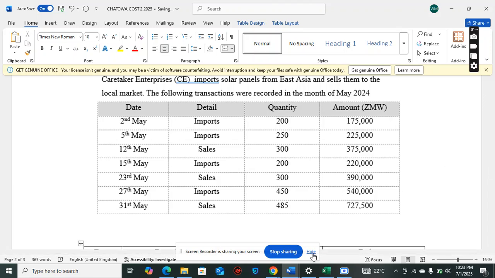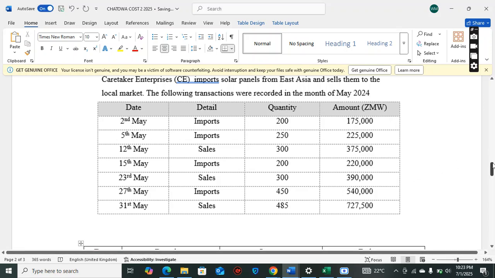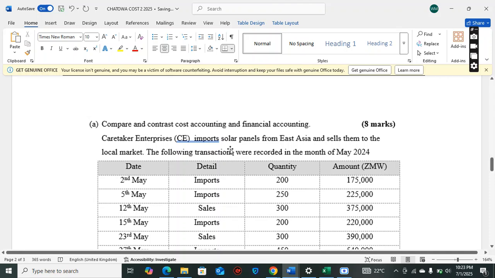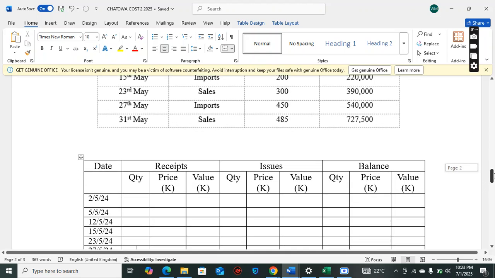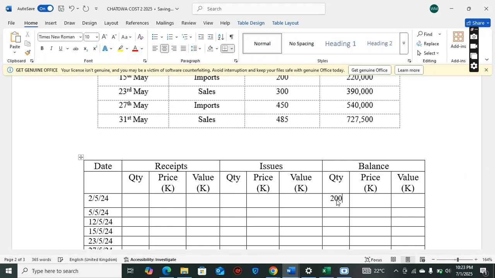All right, so we begin. We do not have any opening inventory here, so we start with our first transaction. On 2nd May, we imported 200 solar panels. The total amount was 175,000 kwacha.